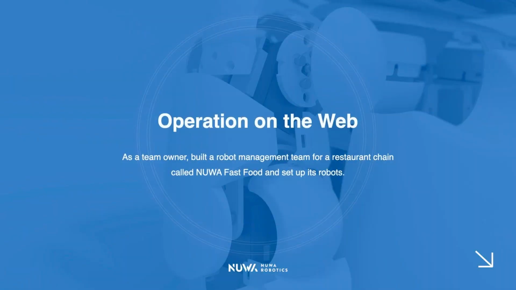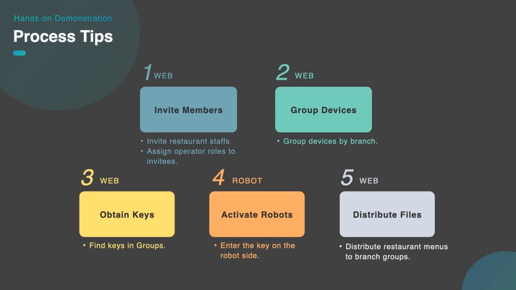As a team owner, please use Robot Manager to build a robot management team for a restaurant chain called NUA Fast Food and set up its robots. To complete this task, you need to perform 5 main steps, including inviting members, grouping devices, obtaining a key, activating the robot, and distributing files to the robot.